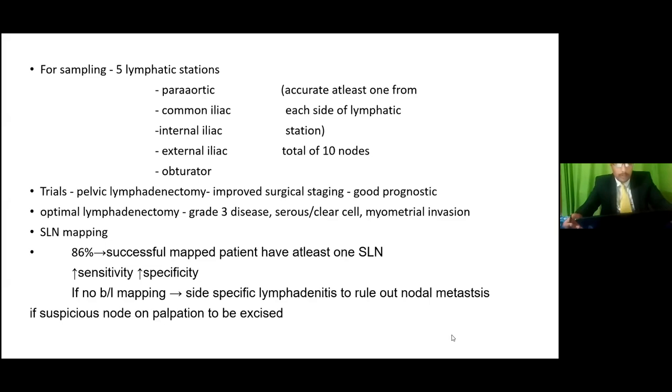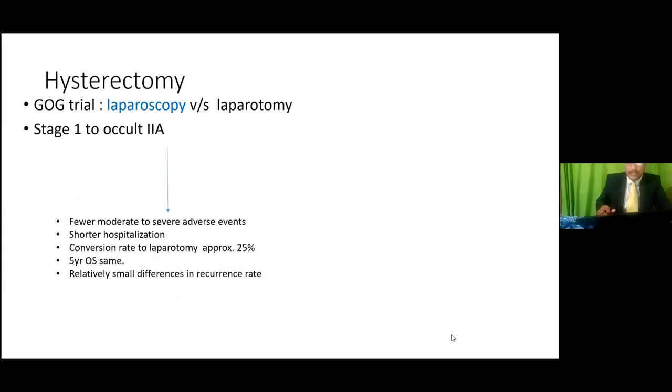The pelvic lymphadenectomy is a good prognosis, and the para-aortic lymphadenectomy is a type of lymphadenectomy which is performed if there is grade 3, or serous, or clear cell, or deep myometrial invasion. And regarding sentinel lymph node biopsy, 86% of the successfully mapped patients have at least one sentinel lymph node. It has increased sensitivity and specificity. If there is no bilateral mapping, site-specific lymphadenectomy is performed to rule out lymph node metastasis. A suspicious node on palpation must be excised.